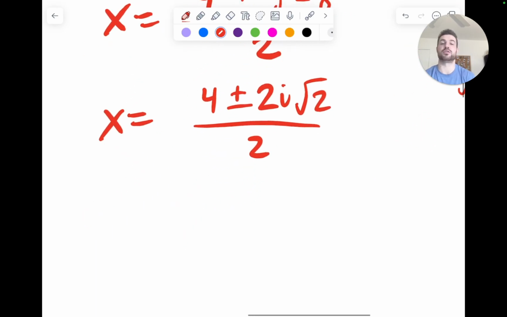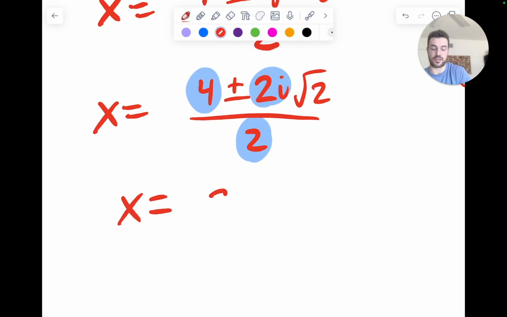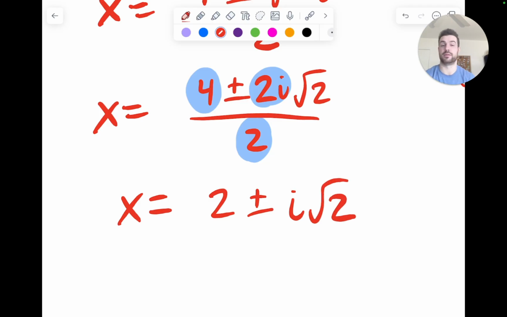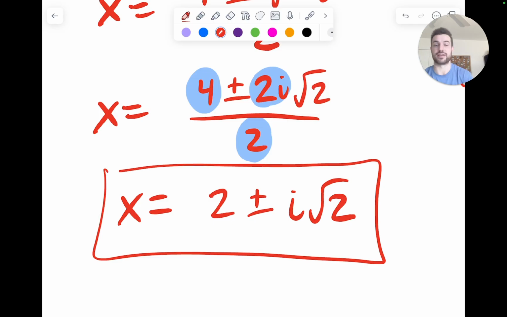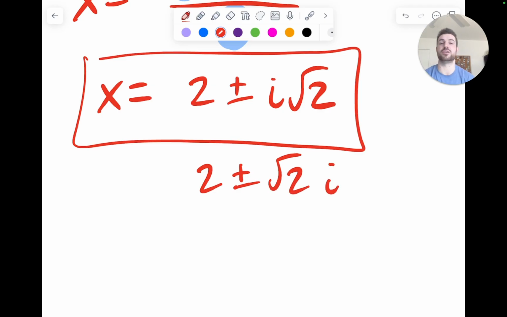So here's our solution. The last thing we're going to need to do is simplify some more. So again, take a look at those coefficients here, and they are all divisible by 2. So my answer is going to be 2 plus or minus 1i root 2 over 1. And therefore, this is going to be my solution. Again, some people might want you to rewrite like this with the i value in the back.